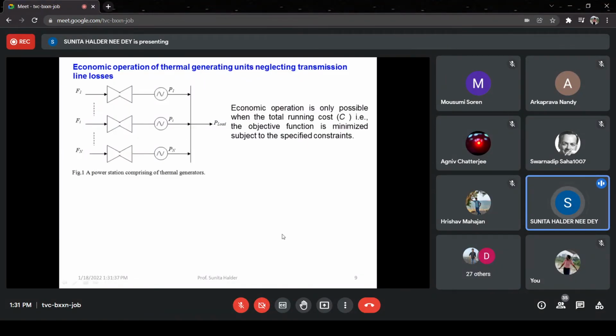Now let us find out what will be the criteria to maintain economic operation of thermal generating units in a power plant without considering the losses. That means we are not considering any loss, right? Now we know how to represent the individual cost function of a unit. Then the total cost function will be the summation of all costs.